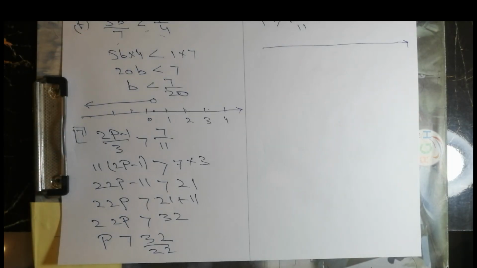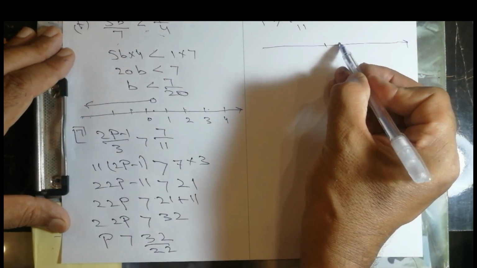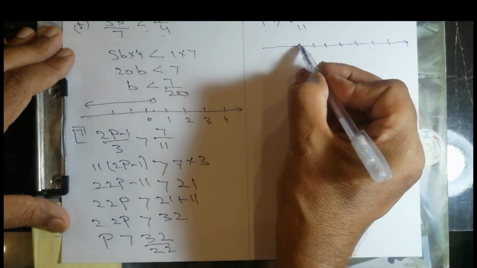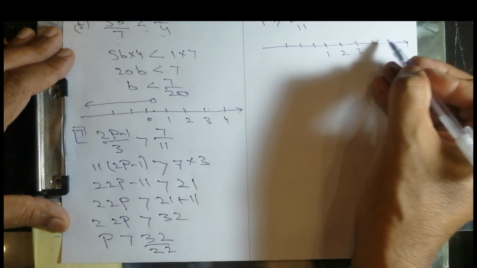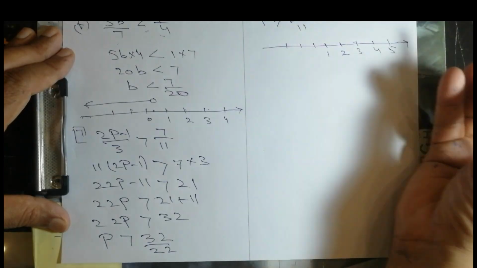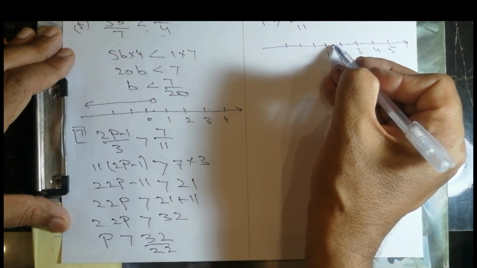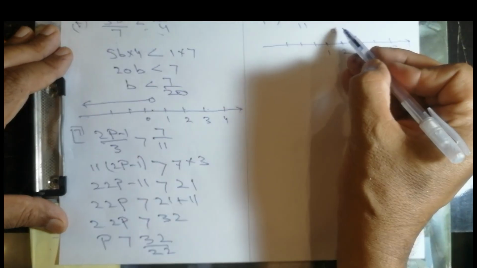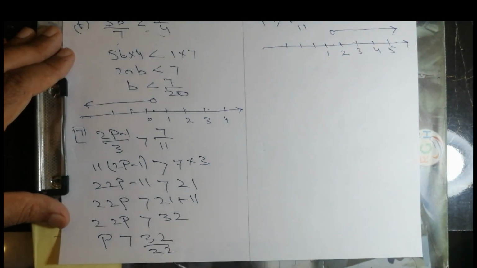16 divided by 11 is 1.45, about 1.5. So on the number line: 1, 2, 3, 4, 5, 0, minus 1, minus 2, and so on. So 1.5. At this point, we draw an open circle, greater than, so in this direction. So this is the answer for this one.